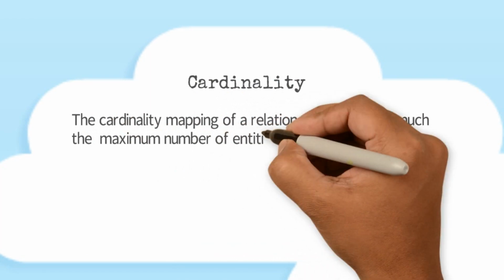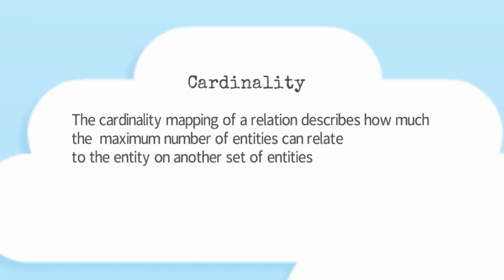Cardinality. The cardinality mapping of a relation describes the maximum number of entities that can relate to the entity on another set of entities.